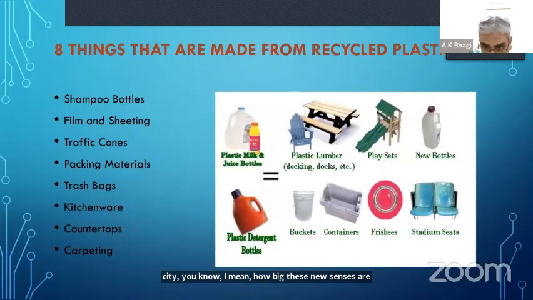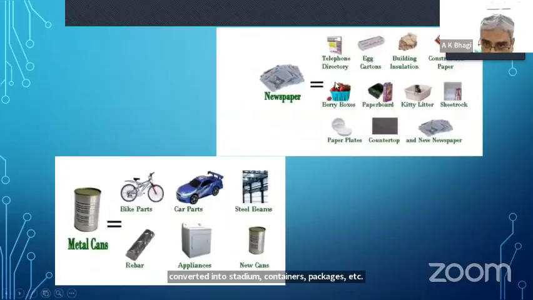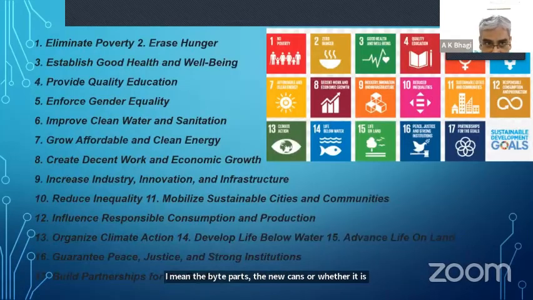Of course, recycling is important, and these are well-known examples. Plastic is being turned into decking, play sets, and new bottles; detergent bottles are being converted into stadium seats, containers, buckets, etc. So these are happening. I'll not go into the details of this. Newspaper recycling of paper is being done, metal cans, bike parts, new cans, or whether it is steel beams, in all it can be reused.